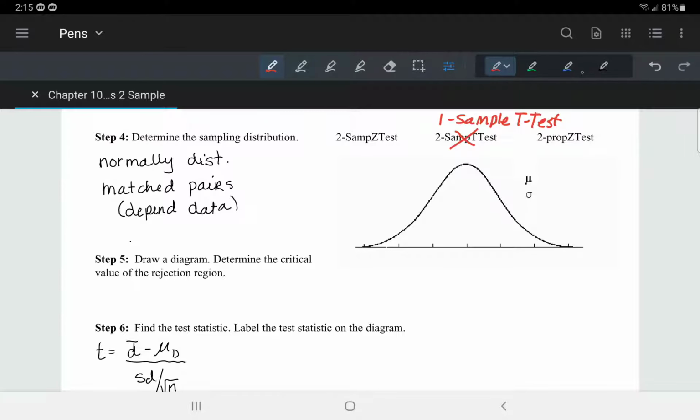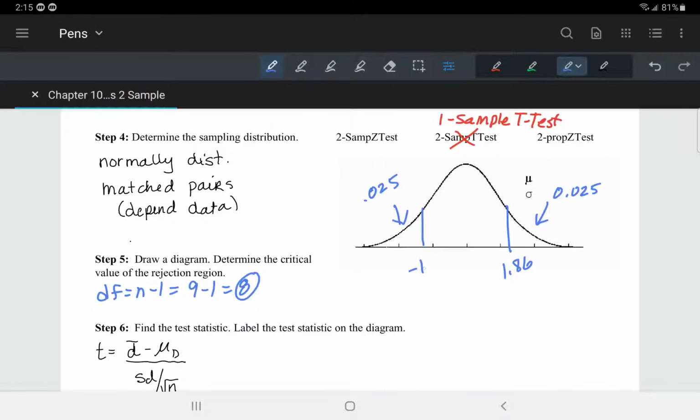Now, to do this, we need to know the degrees of freedom. Remember, the degrees of freedom are equal to n minus 1, which we have 9 matched pairs, subtracting 1, so the degrees of freedom must be equal to 8. And from there, then we can put that on our diagram. We want a 5% significance level, so 0.025 will be in this tail, and 0.025 will be in this tail. Using the table, we can see the critical values are 1.86 and negative 1.86.